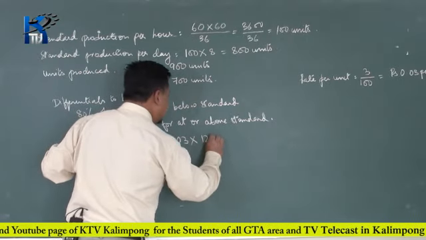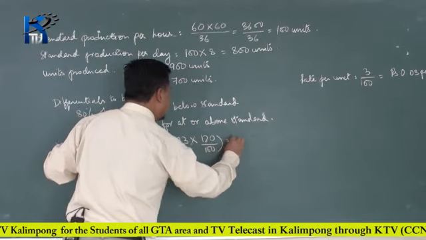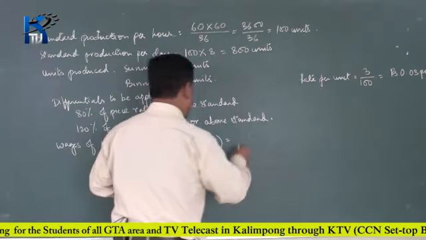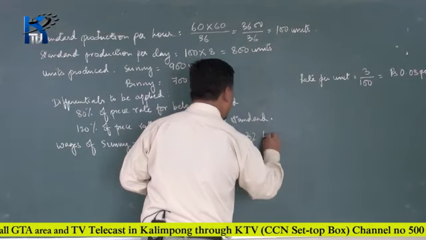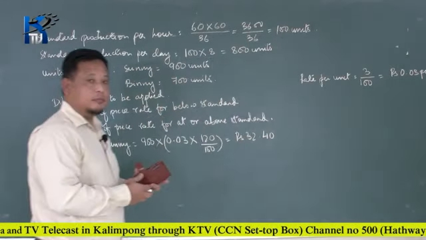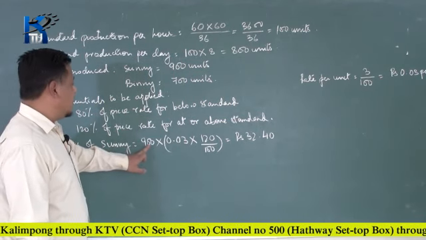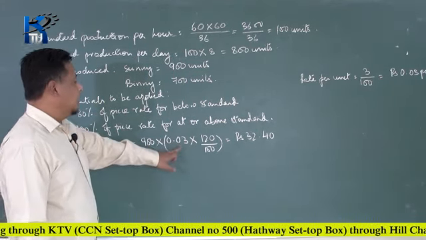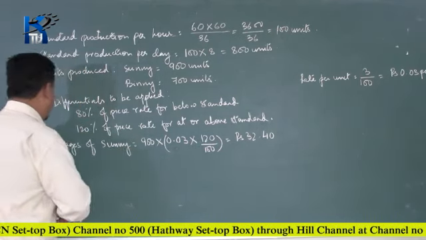So 120% of normal piece rate equals rupees 32.40. So you may have noticed that Sunny, who has produced above standard, is being given 120% of normal piece rate.